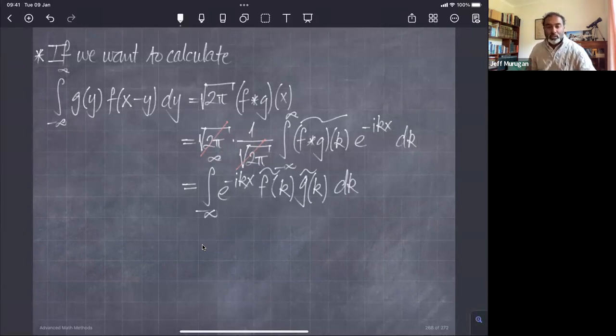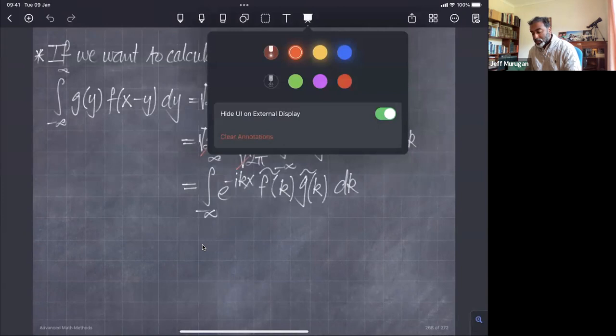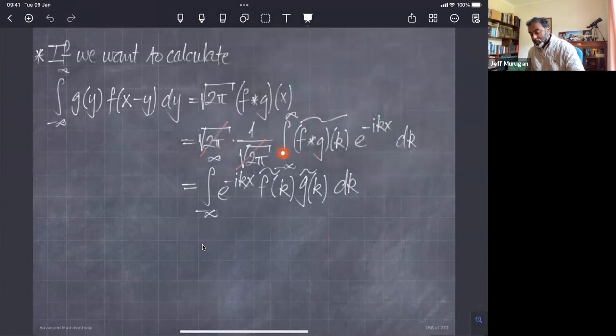And what we've bought ourselves here, the difference between these two integrals, is that in this case I'm doing an integral over two functions evaluated at the same point, multiplied by this complex exponential. I evaluate f tilde and g tilde both at k, whereas in this integral, the real complication is that I'm evaluating g and f at different points, at y and at x minus y. That's really the complication in doing integrals of this form, whereas converting to Fourier space means you evaluate the functions at the same point when doing the integral.